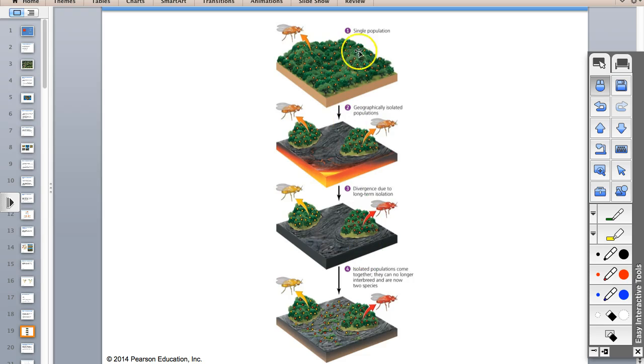You have a nice, beautiful little forest, and you have a fruit fly. And then maybe you have a lava flow. Maybe you have a glacier. Maybe the continents divide because you're not in Pangea anymore. It could be a bunch of different stuff. But geographically, they become separated.